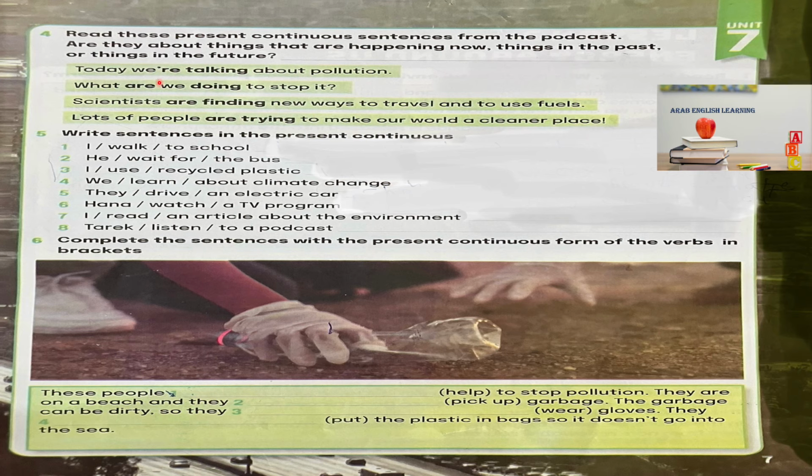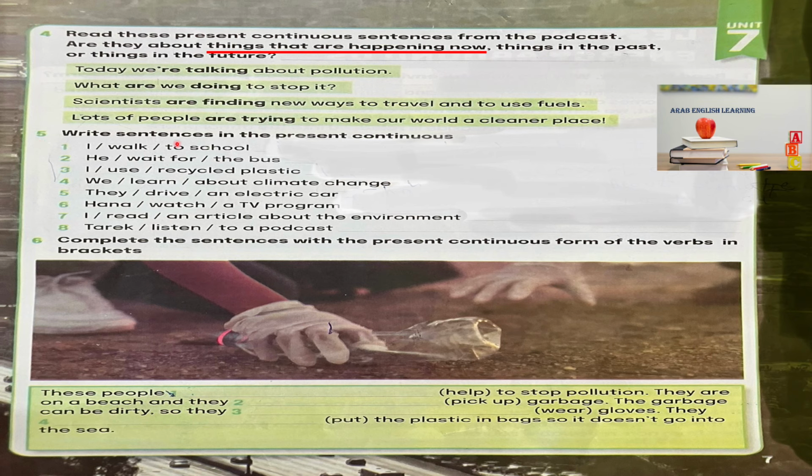So look at the verbs. We are talking, are we doing, are finding, are trying. We call these things that are happening now, and we call it present continuous, which is talking about things happening temporarily at the present time. I will put for you also here a lesson for explaining present continuous.